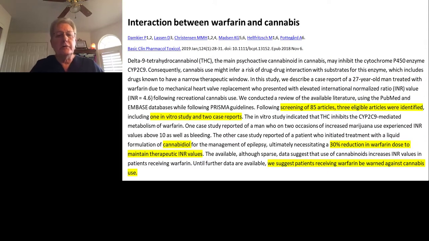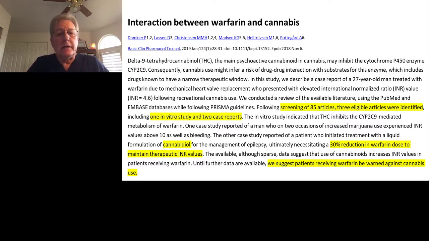Now, there's a few drugs that clearly have an impact, drug-drug interaction with cannabis, and it's important to identify those and know how to work with that. Clearly, warfarin is one of those drugs.